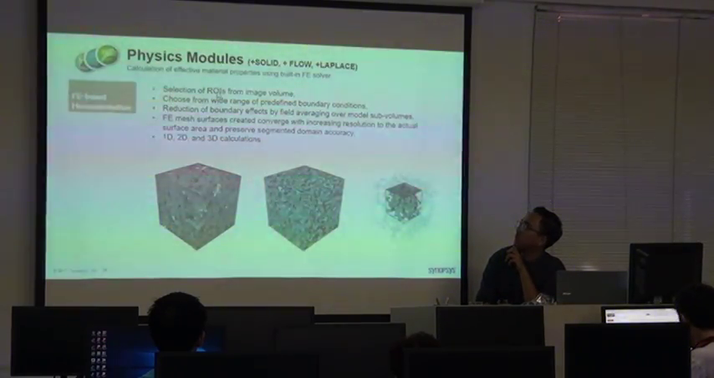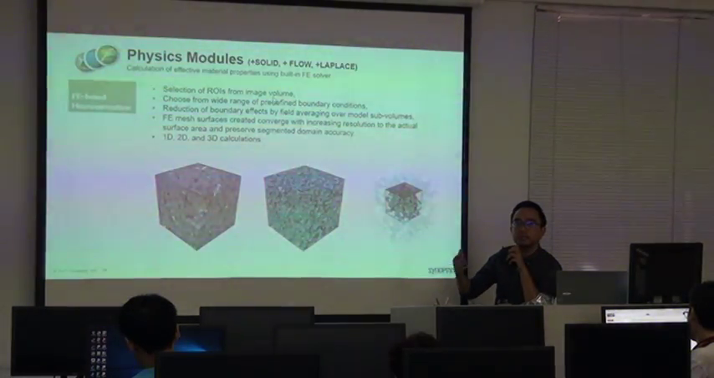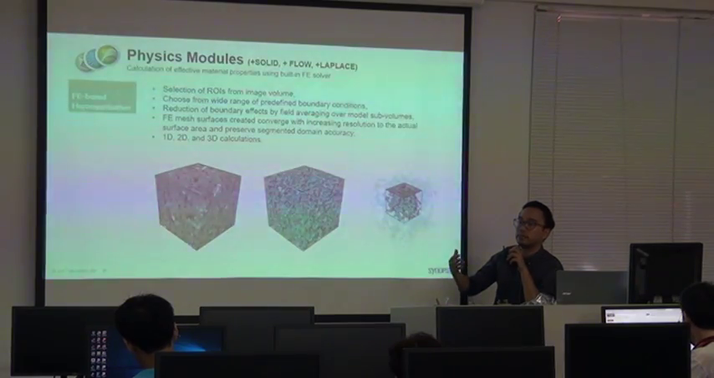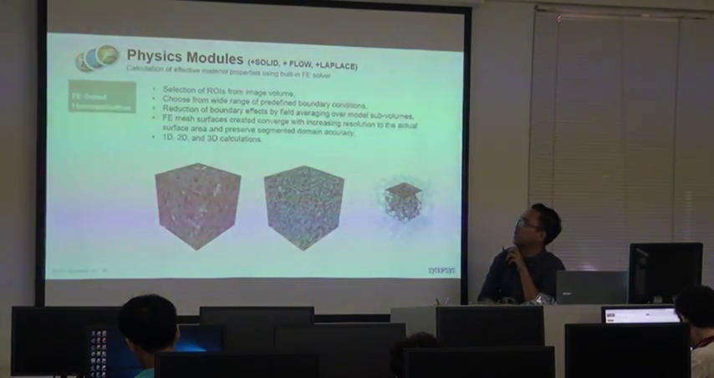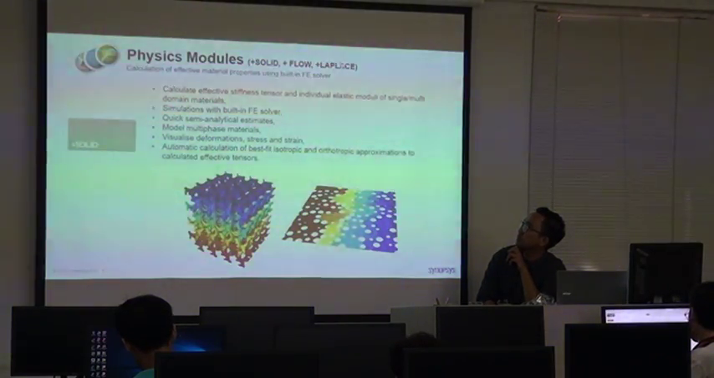And the last one, we have a physics module. The physics module will calculate for us the effective properties of the material using the homogenization method. Alright, so we have three modules in the physics module: plus solid, plus flow, and plus Laplace.